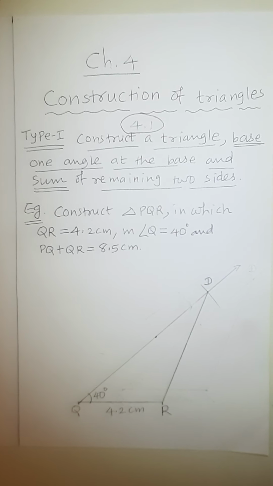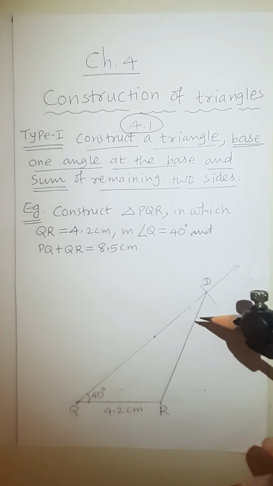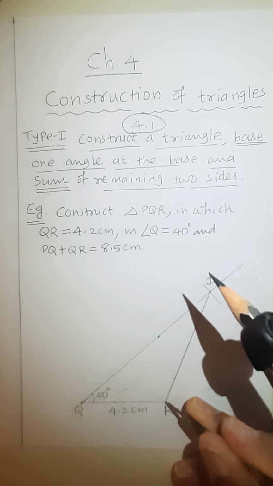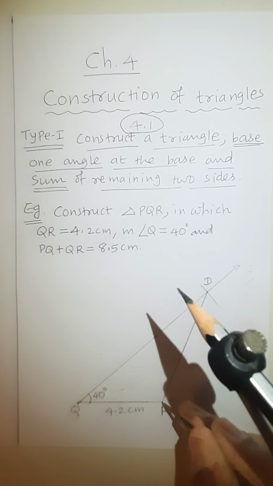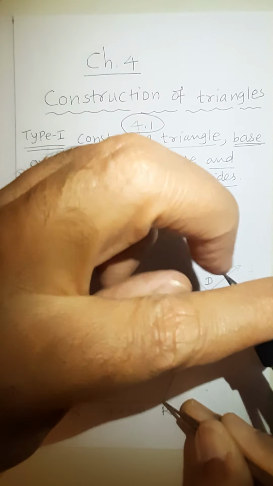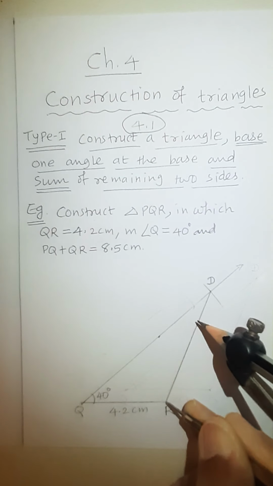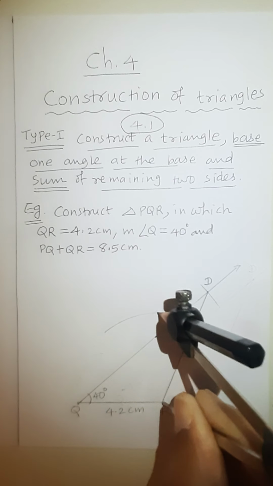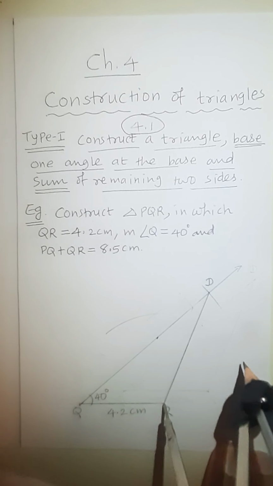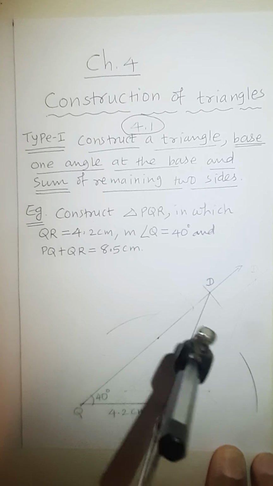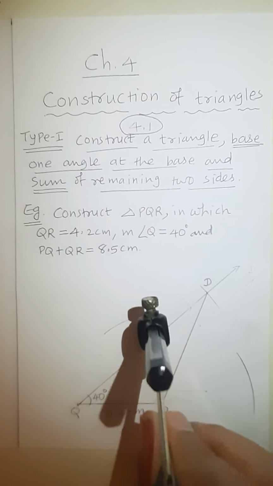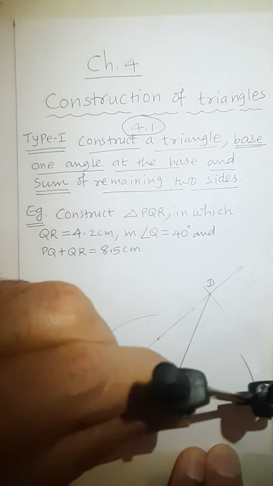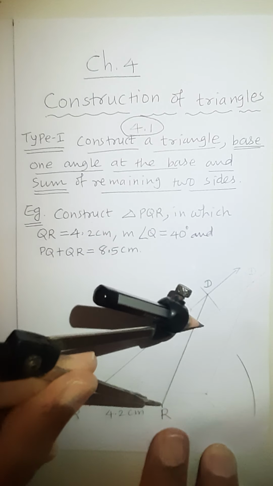Now what to do? I told you that we have to draw the perpendicular bisector of segment DR. How to draw it? I have to keep the compass at point R. Then I have to take distance more than half of segment DR. See, more than half of segment DR I took. Then I will cut one arc here and another arc on the opposite side here. So two arcs I have to cut, keeping the compass at point R.